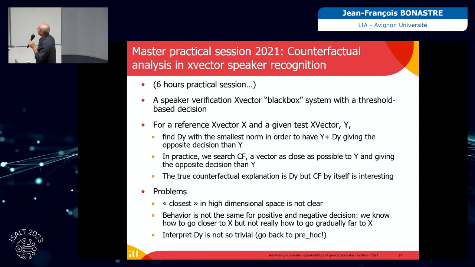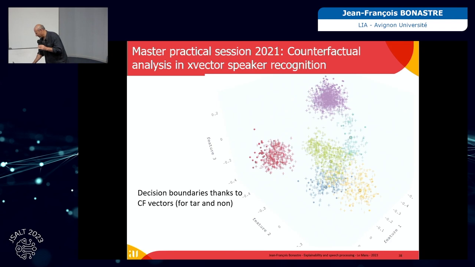And I asked them to work on the counterfactual analysis in this space. So try to find the smallest modification you could make to the vector in order to inverse the decision, and try to model the decision boundary thanks to that. It was officially only 6 hours of practice. The students said, okay, I spent more than 60 hours on your 6 hours of practice, because it was not so simple. But the answer was quite nice. I don't have time to say a lot about that.